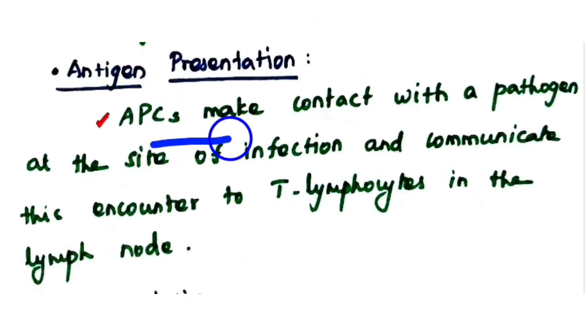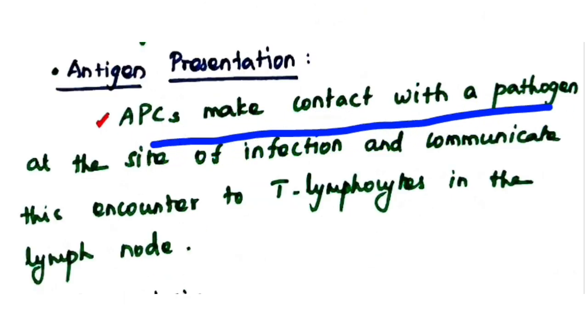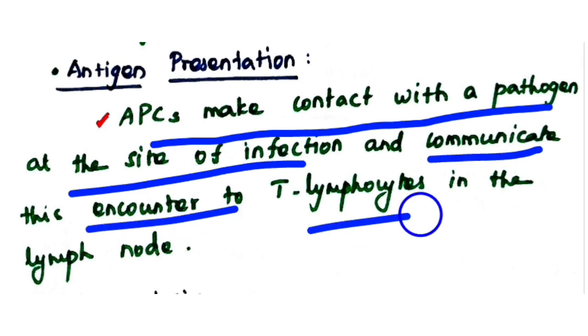So the antigen presenting cells make contact with the pathogen at the site of infection and communicate this encounter to T lymphocytes in the lymph node.